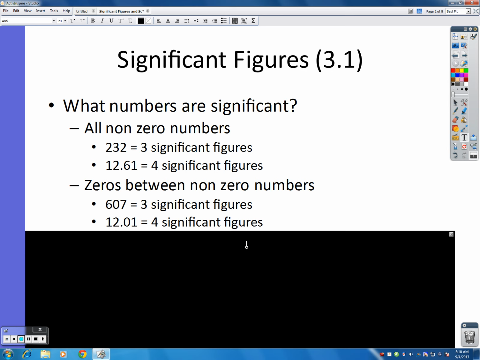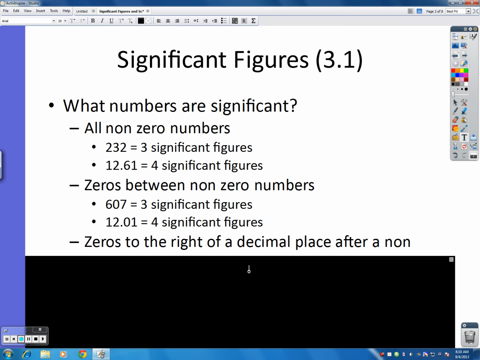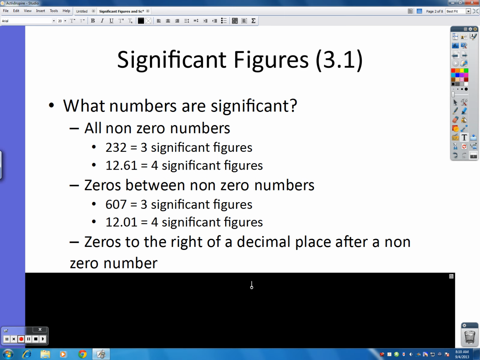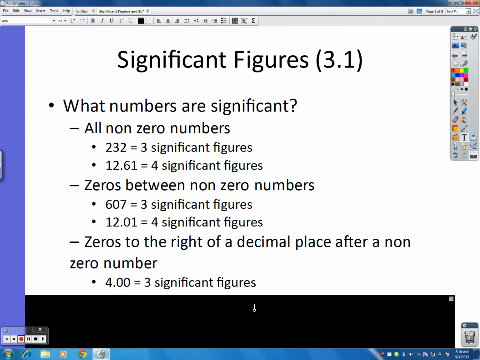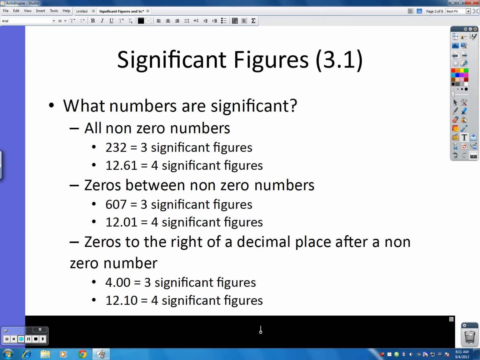And you're going to find when we talk about what numbers are not significant, it always has to do with zeros, because our first rule is all non-zero numbers are significant. So what numbers are not significant, it's got to have something to do with zeros. And finally, zeros to the right of a decimal place after a non-zero number are significant. So for example, in the number 4.00, the zeros come to the right of the decimal after a non-zero number, and so that has 3 significant figures. In 12.10, there are 4 significant figures.